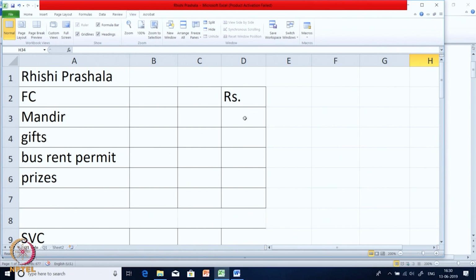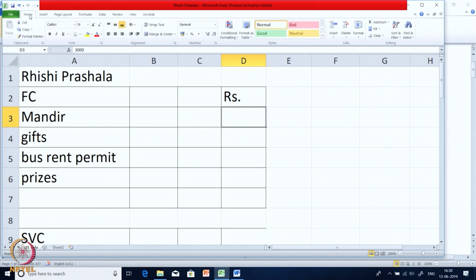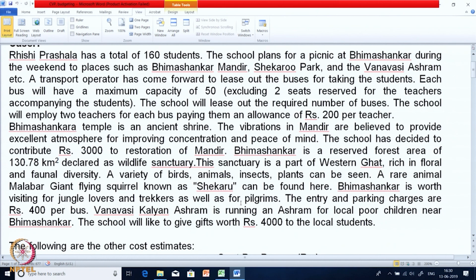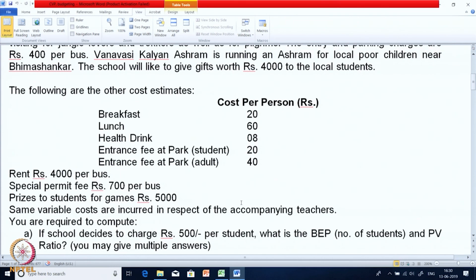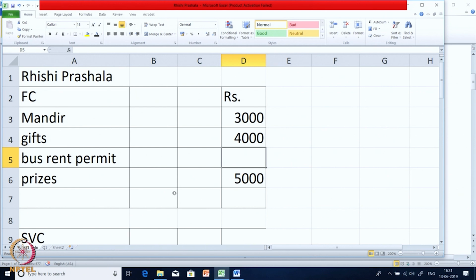Okay, so are you able to identify? There is a cost of donation at the mandir, that is 3000, that is a fixed cost. Gifts are fixed costs. Bus rent, one more fixed cost. Prizes. Shall we take the bus permit? How much is the bus permit cost? Is anything missed out? The special permit fee of 700 is per bus, so we will not take it as a fixed cost.